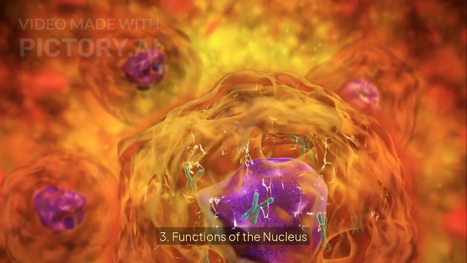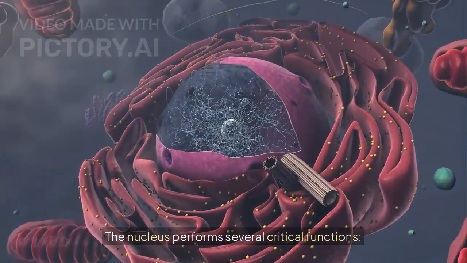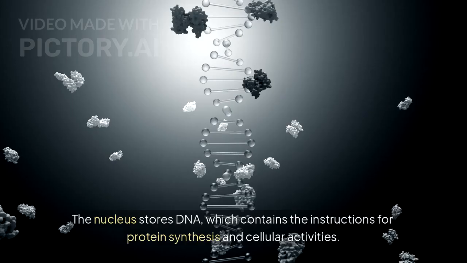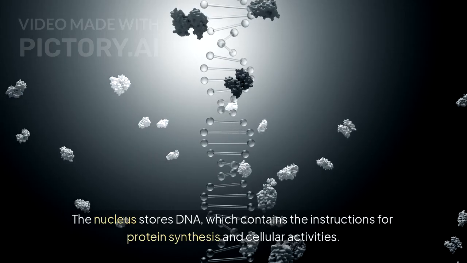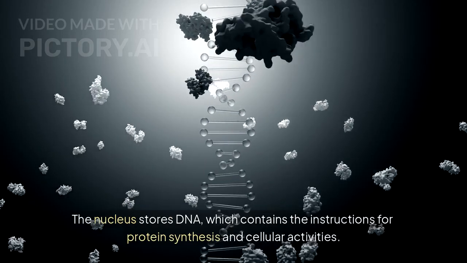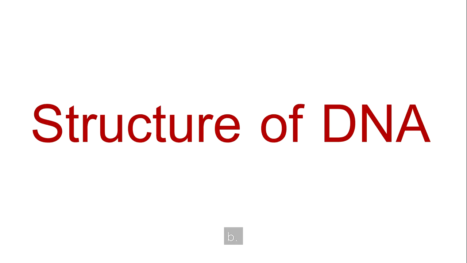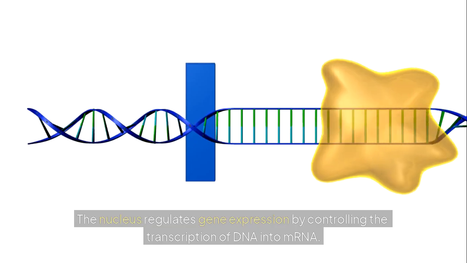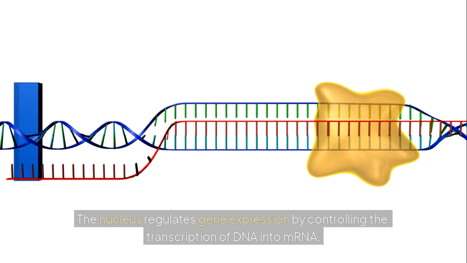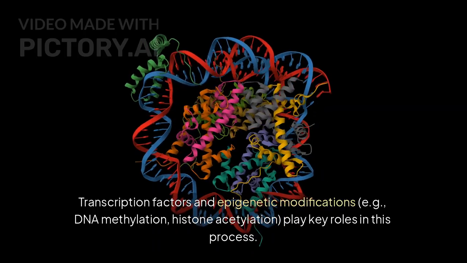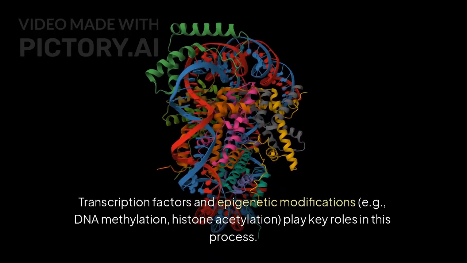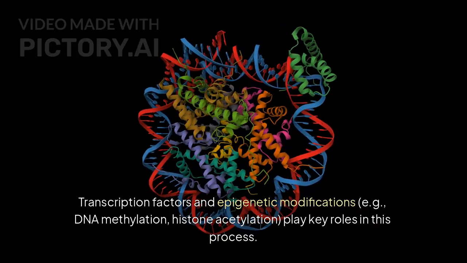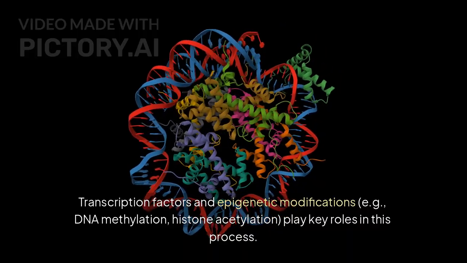3. Functions of the nucleus. The nucleus performs several critical functions. A. Storage of genetic material. The nucleus stores DNA, which contains the instructions for protein synthesis and cellular activities. B. Gene expression. The nucleus regulates gene expression by controlling the transcription of DNA into mRNA. Transcription factors and epigenetic modifications, e.g., DNA methylation, histone acetylation, play key roles in this process.